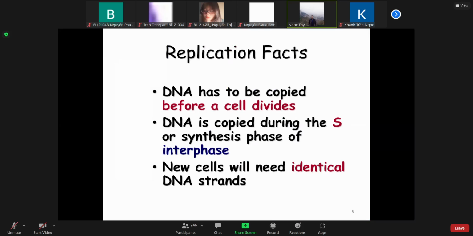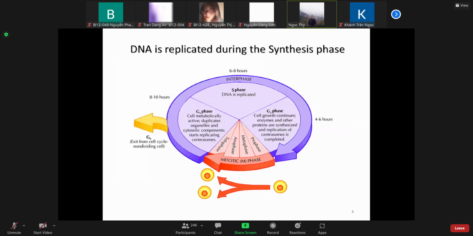DNA replication can be divided into two main phases. One is the interphase, the preparing phase, which can be categorized into three phases: G1 phase, S phase, and G2 phase. G1 phase is the preparation of all the enzymes and materials necessary for DNA replication.